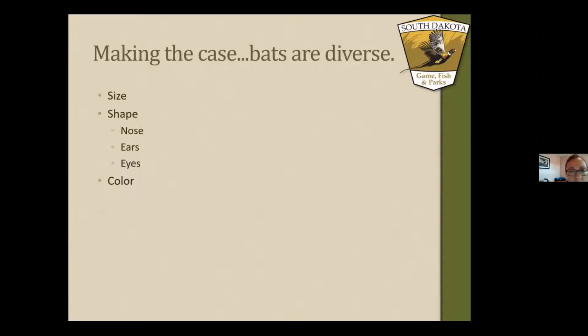So with so many different species of bats, they're going to look and do things differently. The next series of slides will show you some examples of how different bats can be in size, shape, and color. And with the shapes, pay special attention to the nose, ears, and eyes. It's really interesting.